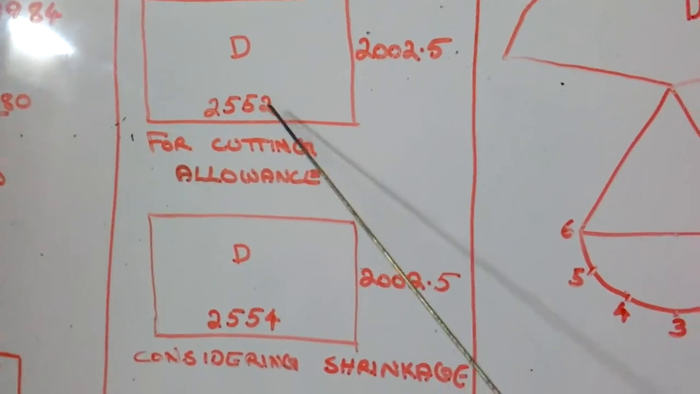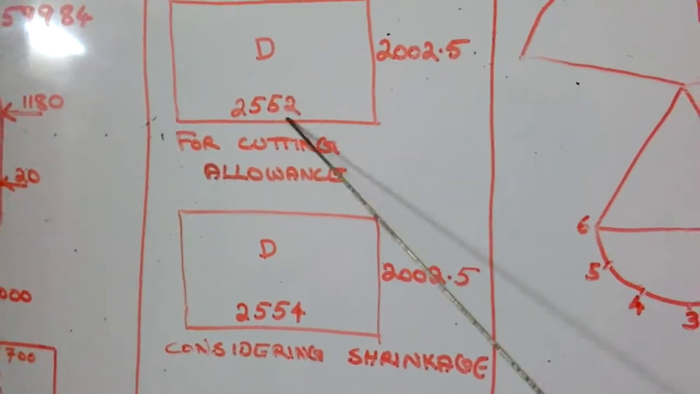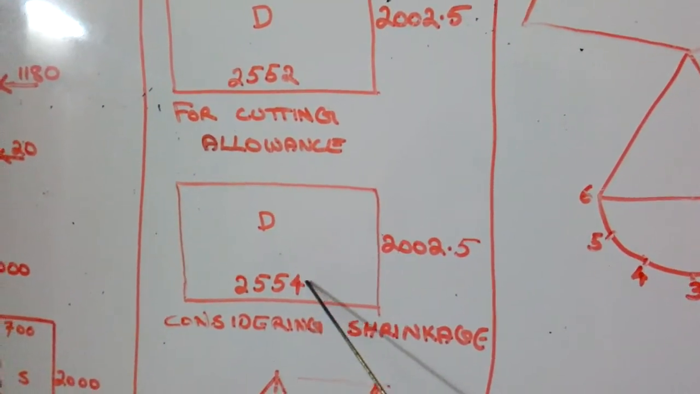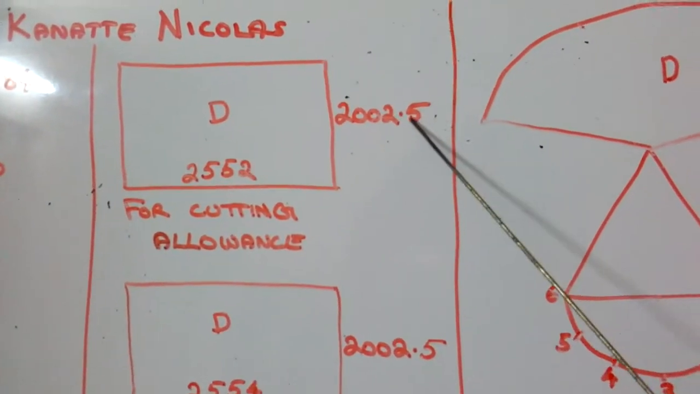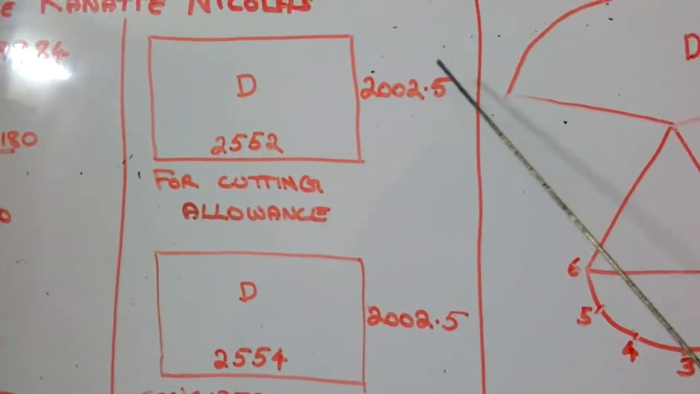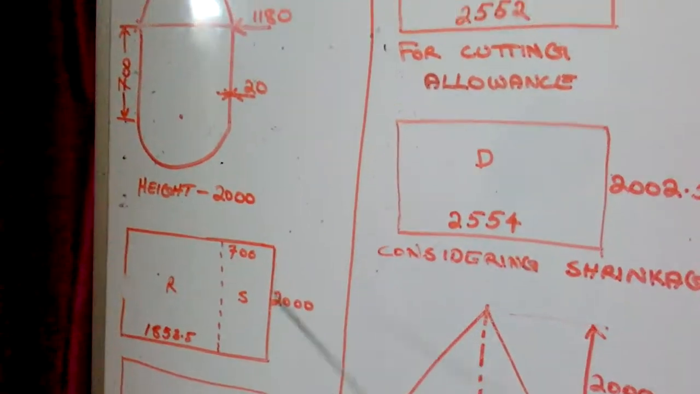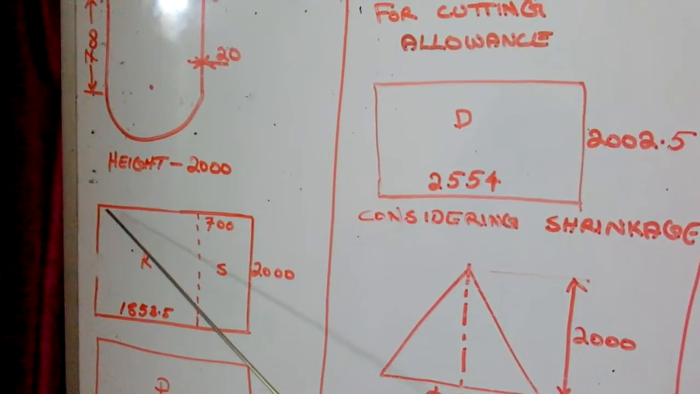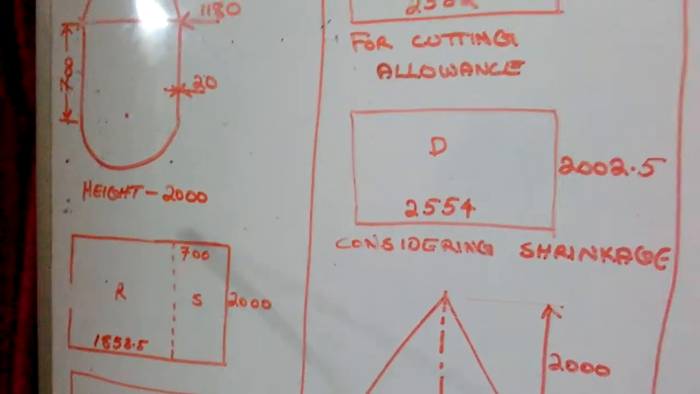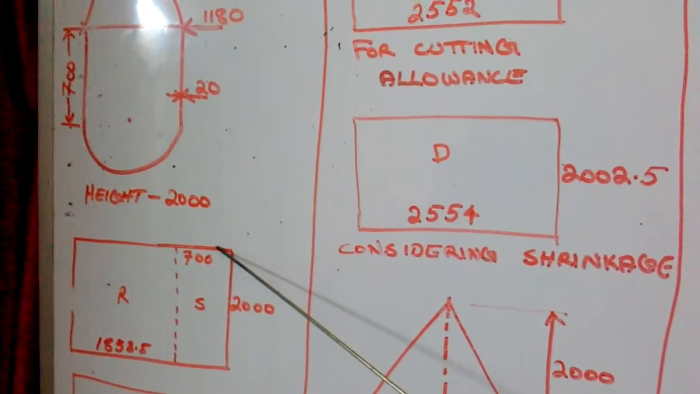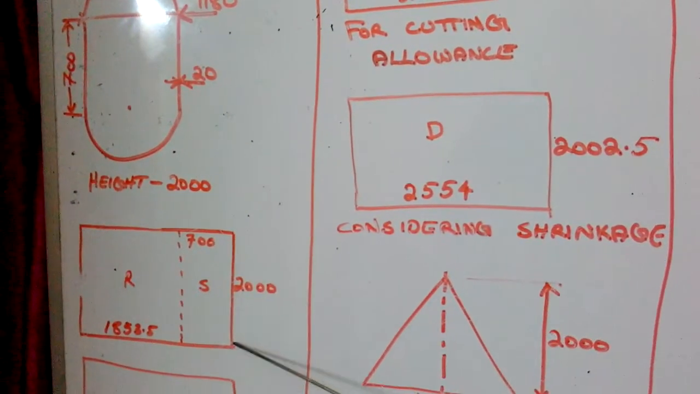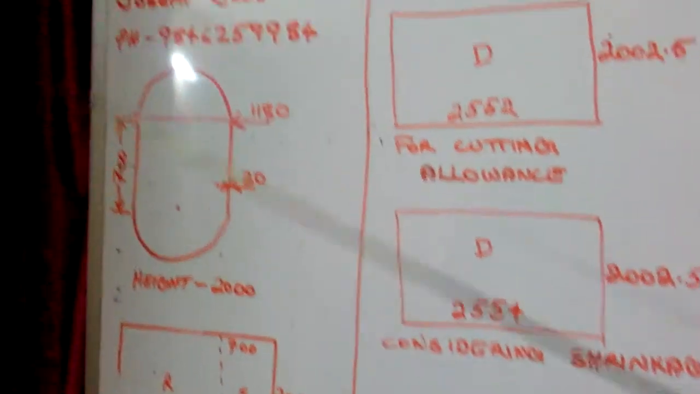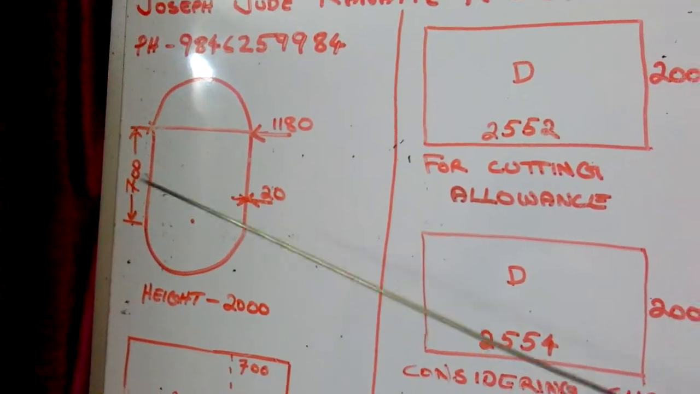2552 is not a good measurement. We recognize shrinkage, so we have to add 2 mm to that one. So it is 2554. And we didn't add to 2002.5, plus 2 mm. Why? Because last time I told you, in this job, welding comes in one portion only. On the top side, there is no welding coming. There is no welding coming on its both sides. Welding comes on this side and this side only. Welding comes in this place and this place only.